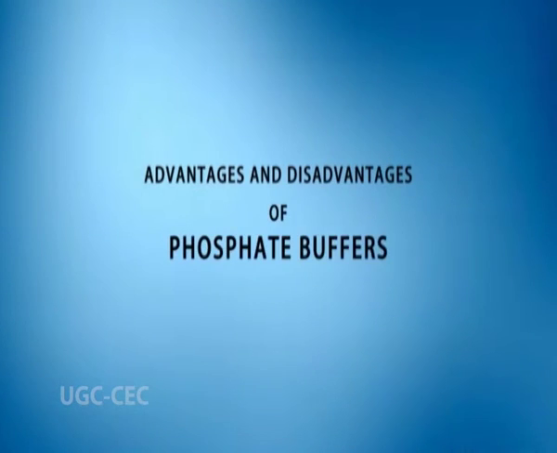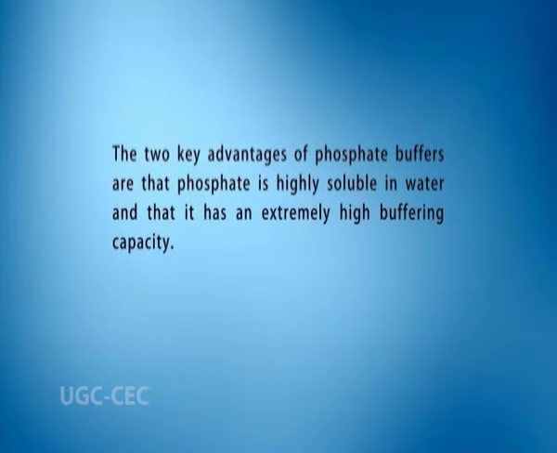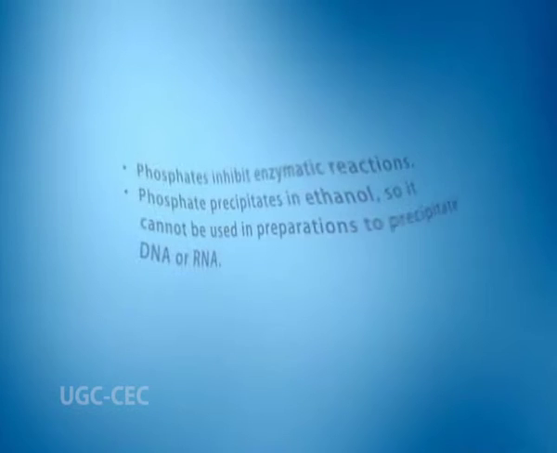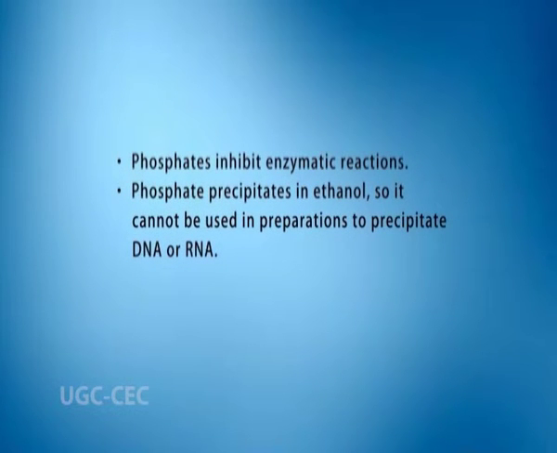Coming to advantages and disadvantages of phosphate buffers. The two key advantages of phosphate buffers are that phosphate is highly soluble in water and that it has an extremely high buffering capacity. However, this may be offset by certain disadvantages in some situations. Phosphates inhibit enzymatic reactions. Phosphate precipitates in ethanol, so it can't be used in preparations to precipitate DNA or RNA.